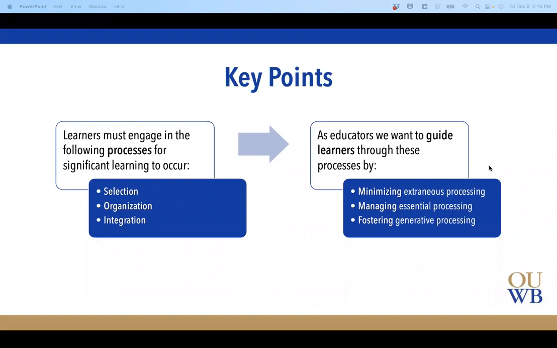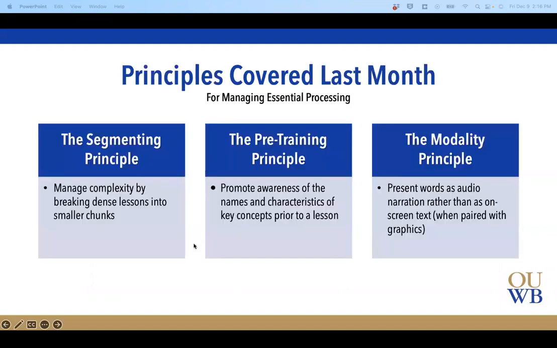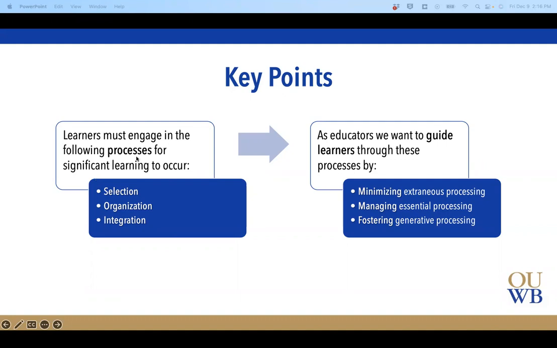So before we get into the deeper dive on generative processing, the things that you might want to retain for the remainder of today's presentation moving forward is that learners must engage in the following processes for significant learning to occur. They have to select the correct words and images. They have to organize those words and images into a coherent mental representation. And once they've done those two things successfully, they need to be able to integrate that new information into pre-existing information already in long-term memory.